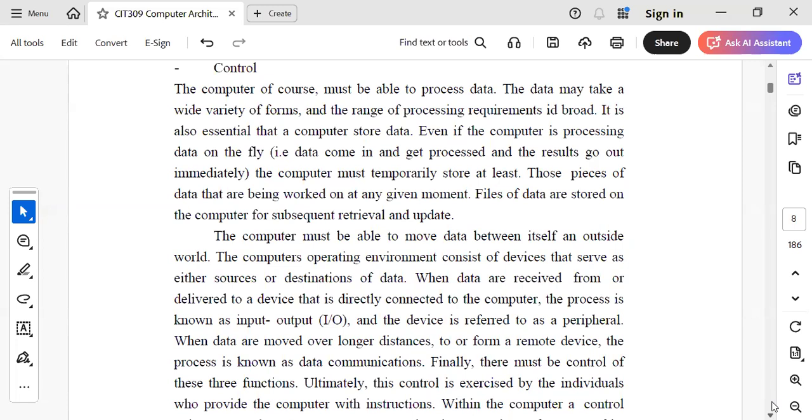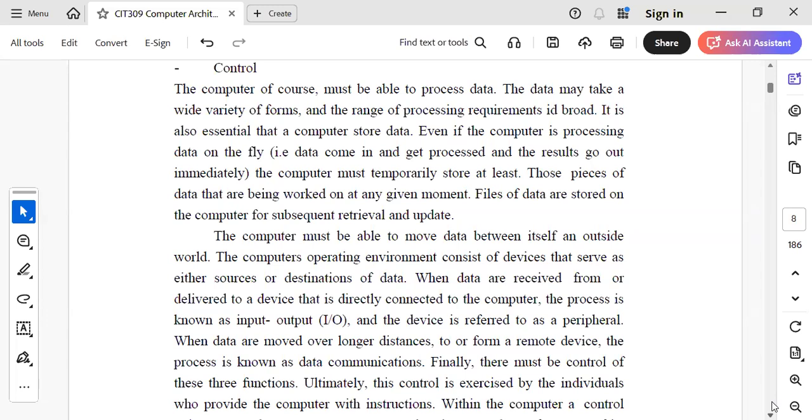That is, data come in and get processed, and the result goes out. The computer must temporarily store at least those pieces of data that are being worked on at any given moment. Files of data are stored on the computer for subsequent retrieval and update.